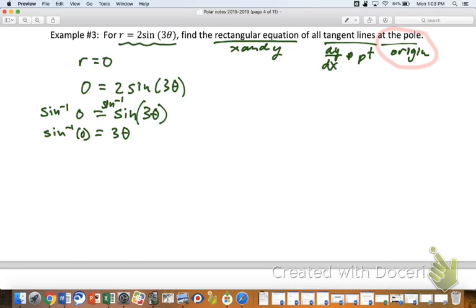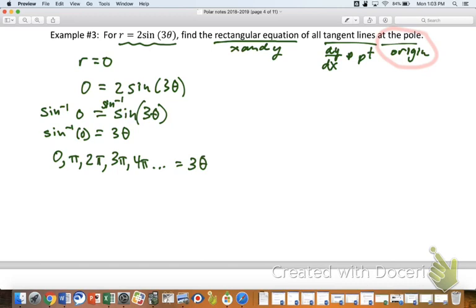Where is sine 0? 0, pi, 2 pi, et cetera, et cetera. You could keep going and going. I think after the first 3, we've got all the ones that we need.